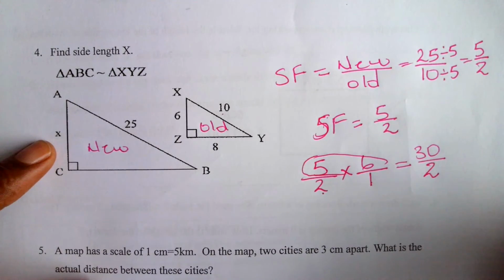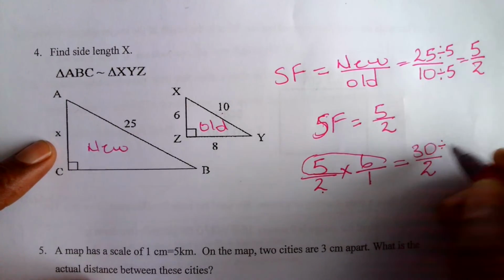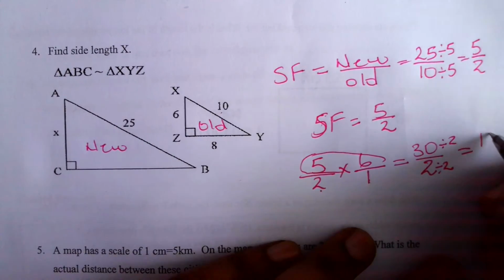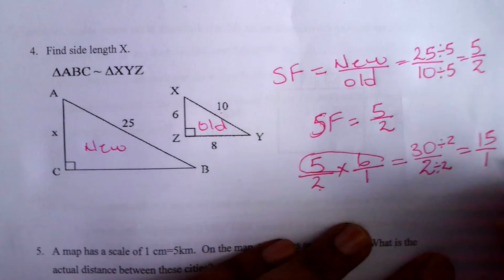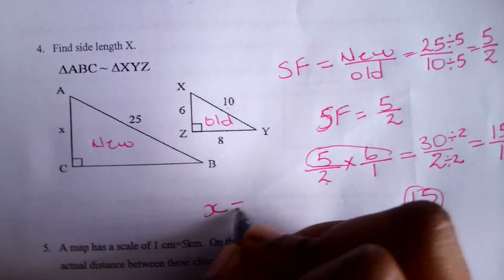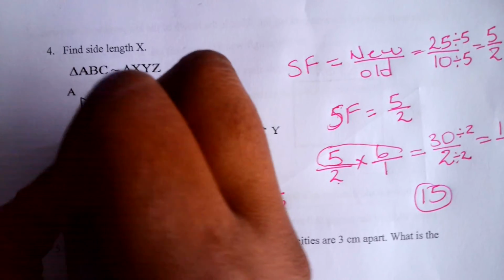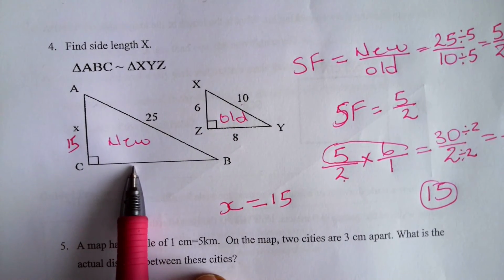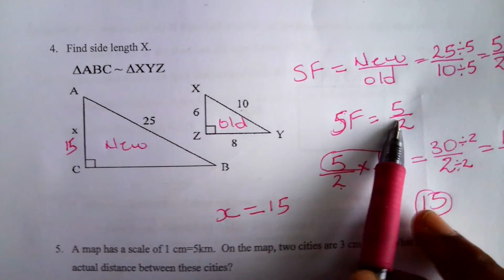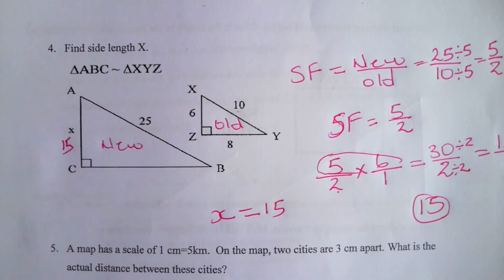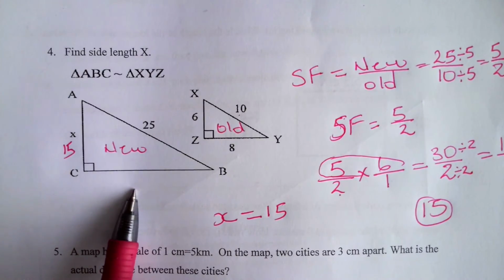That fraction can be simplified by dividing by 2. 30 divided by 2 gives us 15. 2 divided by 2 is 1, which is the same thing as 15. So x is equal to 15. That's the length of this side, 15. If you wanted to find the length of this side, all you have to do is multiply the scale factor by 8, which is going to give us 20. So this side would be 20.